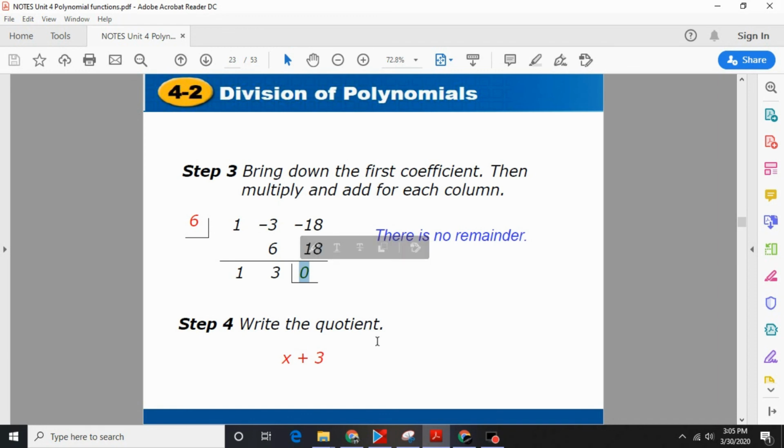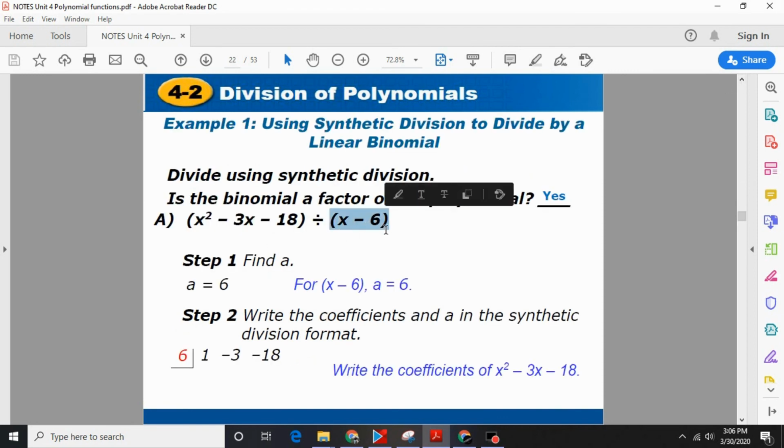So since there is no remainder, the quotient, remember we started off with x squared, so this number is going to represent 1x plus 3. That's the quotient, no remainder. Therefore, this was a factor. So this x minus 6 is a factor.